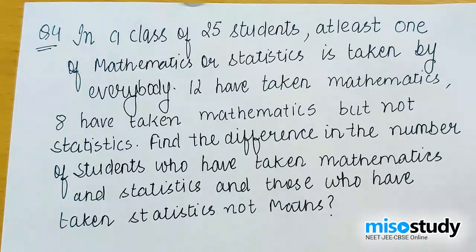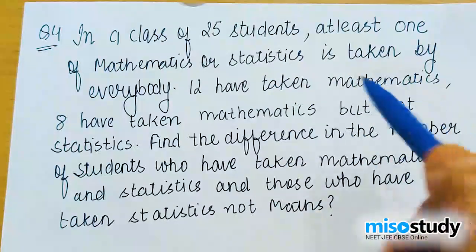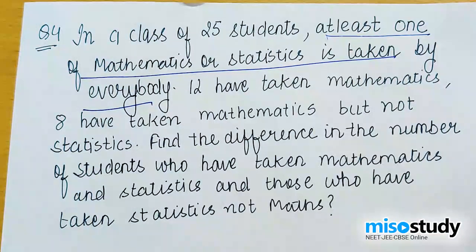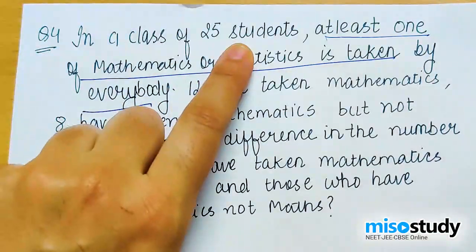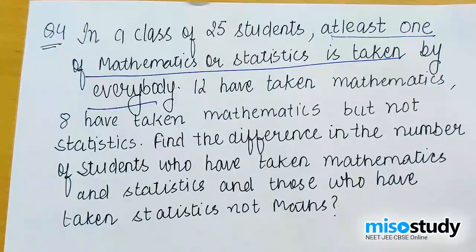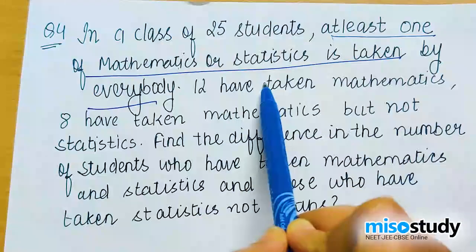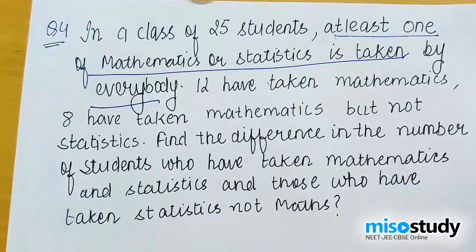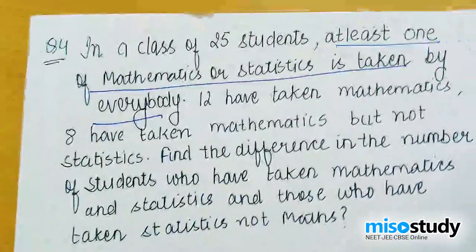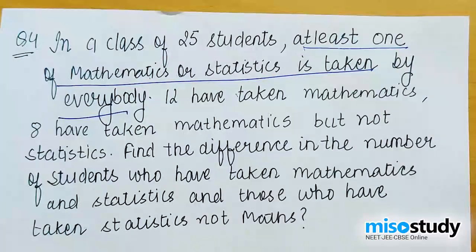In a class of 25 students, at least one of mathematics or statistics is taken by everybody. Now certainly 25 represents, because whenever the statement of at least one of mathematics or statistics is used, that means you have to take, if it's a survey or it's a class, this as A union B union C, or A union B if it's two things. So over here it's maths and stats, so we will take it as A union B. N of A union B is 25. So it's given that at least one of maths or stats is taken by everybody.